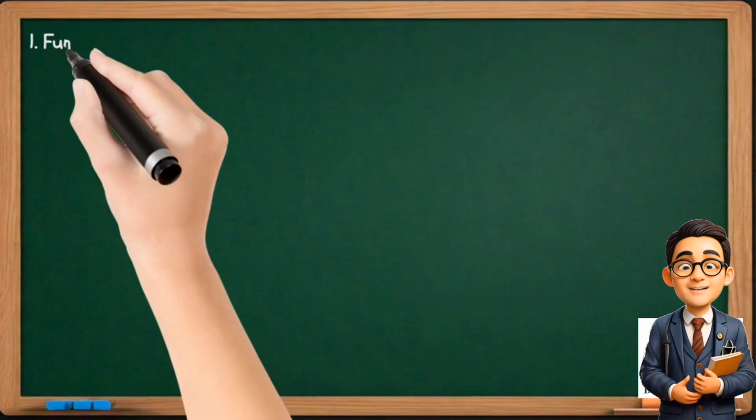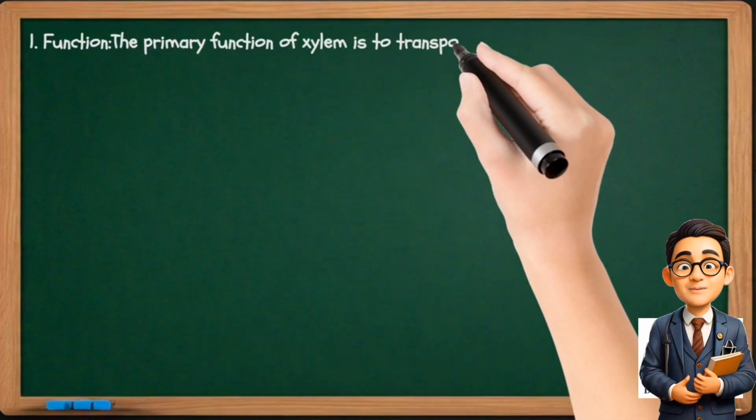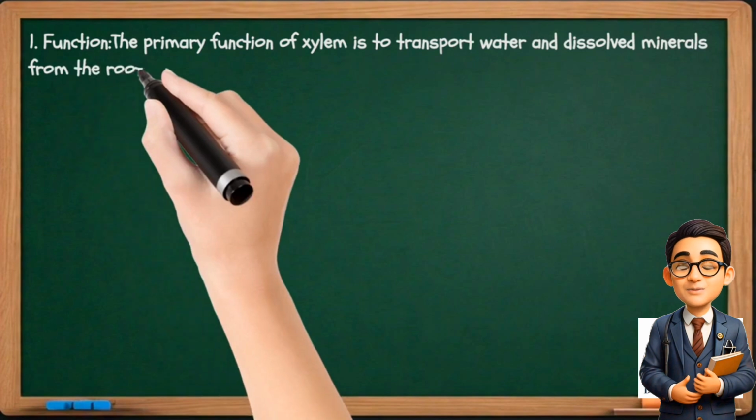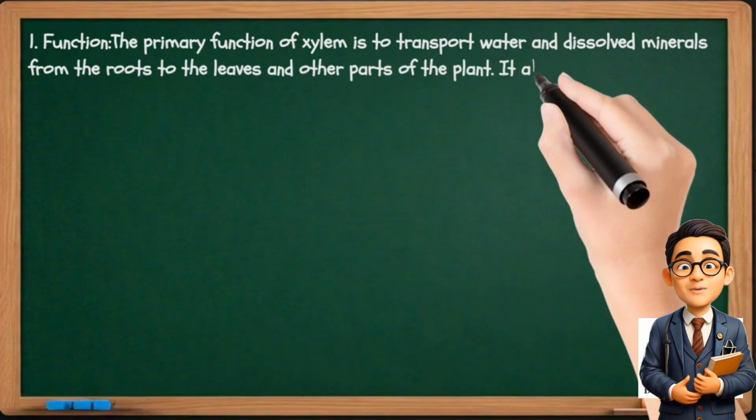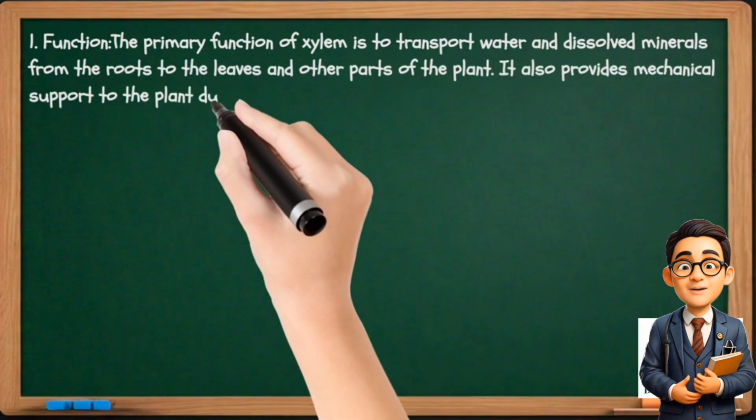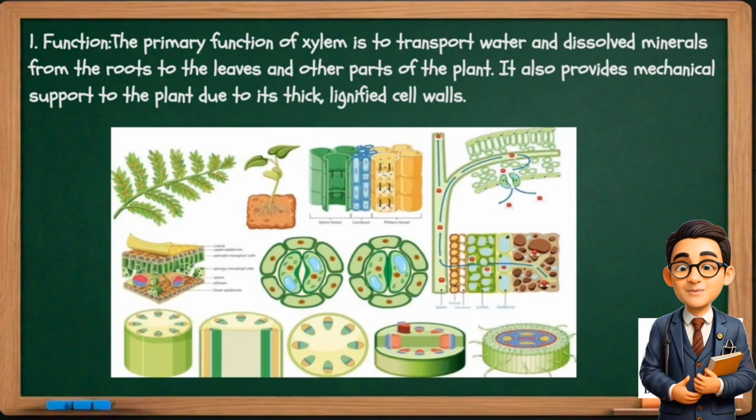One. Function. The primary function of xylem is to transport water and dissolved minerals from the roots to the leaves and other parts of the plant. It also provides mechanical support to the plant due to its thick, lignified cell walls.